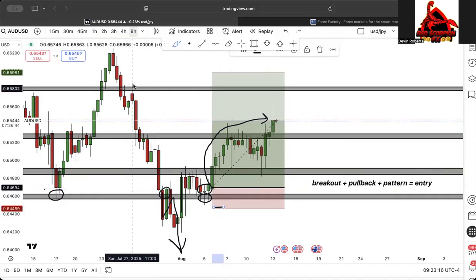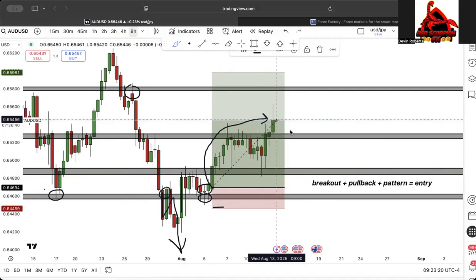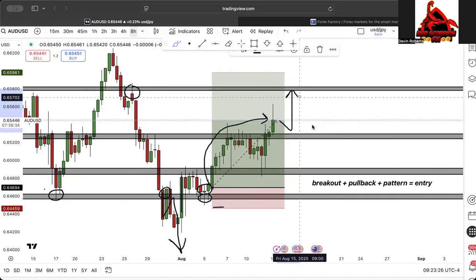We know the next level it could come to is right about here. Like that's the next level. It could pull back now and then boom. The next time you see it, it should be somewhere around this level of resistance.